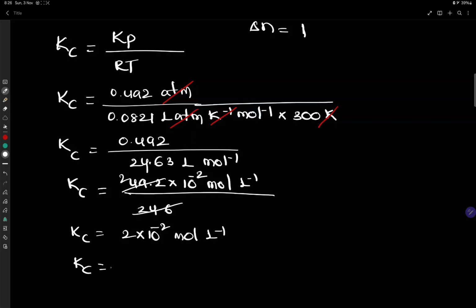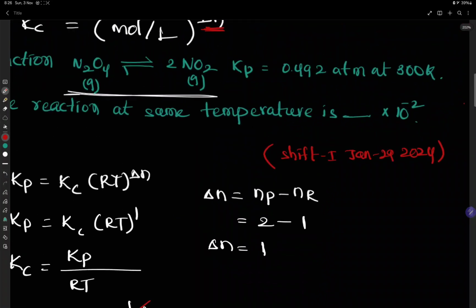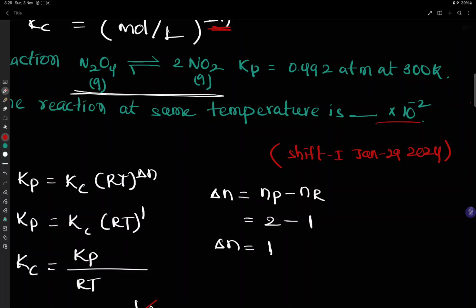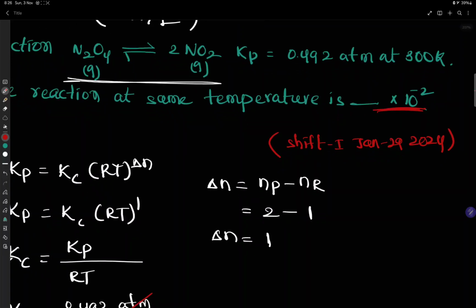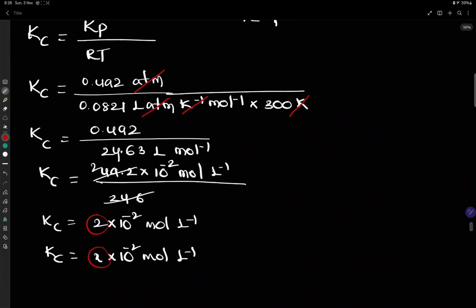Then Kc is equal to x into 10 power minus 2 mole per liter. What is our answer? Just see once what the question is: x into 10 power minus 2. What is x? x is dash into 10 power minus 2.